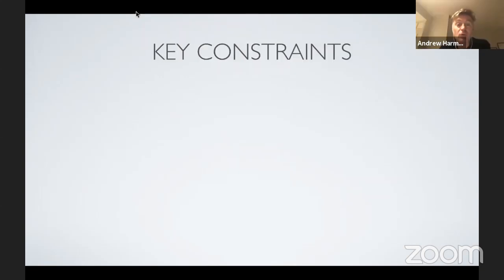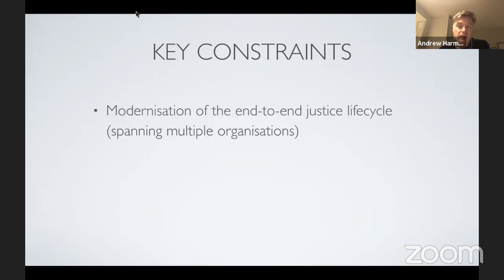Also, because we're talking not necessarily about a real thing, but something which is based on real experiences, we'd like to tell you about some of the key constraints which we're going to apply to this story, again to try and make it more realistic. Here, it's important to realize that we're talking about modernization of an end-to-end justice lifecycle. So we spanned multiple organizations, which was one source of lots of the complexity.